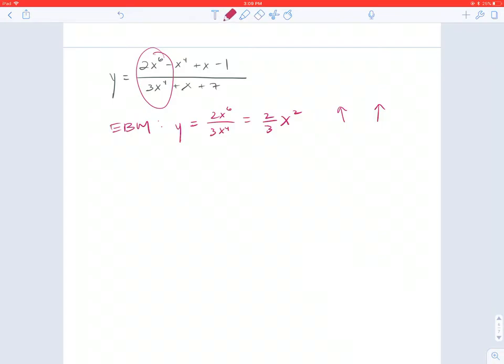So the end behavior of this function is actually more like a quadratic. So we don't say that it has an asymptote. It has a different, more of like a quadratic end behavior. And if the difference is 3 degrees, then the end behavior would be more like a cubic. 4 degrees, it would be like a quartic, and so on.